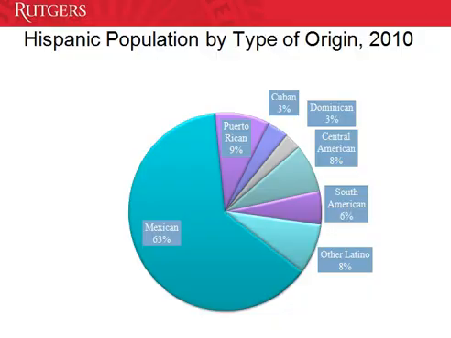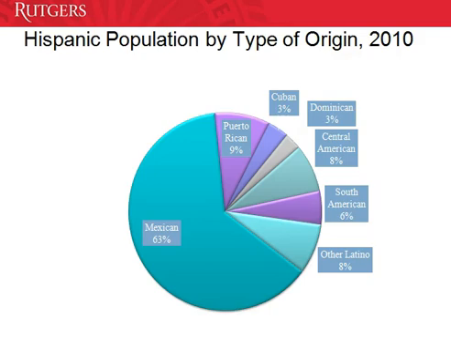Now here's a little breakdown of the Hispanic population by type of origin. The majority of Hispanics in the United States are Mexican or Mexican American, about 63%. The next largest group are Puerto Ricans, who make up about 9%. And then South Americans and Central Americans are 8%. Other Latino groups, 8%.